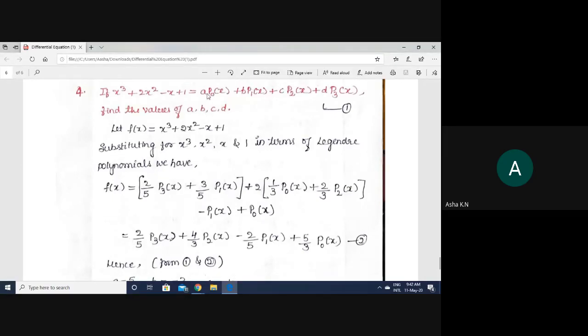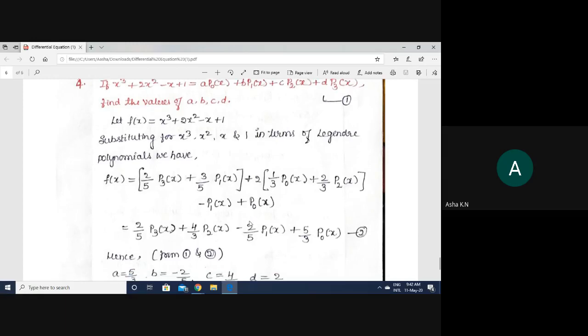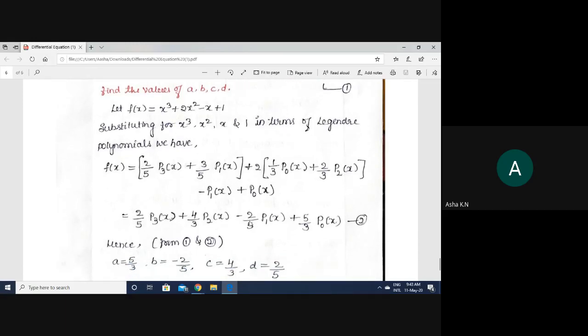Something into p naught of x, right? A is 5 by 3. B into p1 of x, so B is minus 2 by 5. And C is 4 by 3. D is, which is D? This one, P3 of x. D into P3 of x, D is 2 by 5. Okay. So A into P naught of x, A is 5 by 3, B is minus 2 by 5, C is 4 by 3, D is 2 by 5.